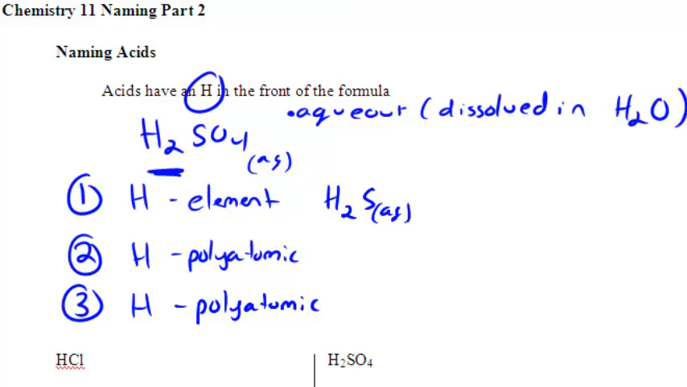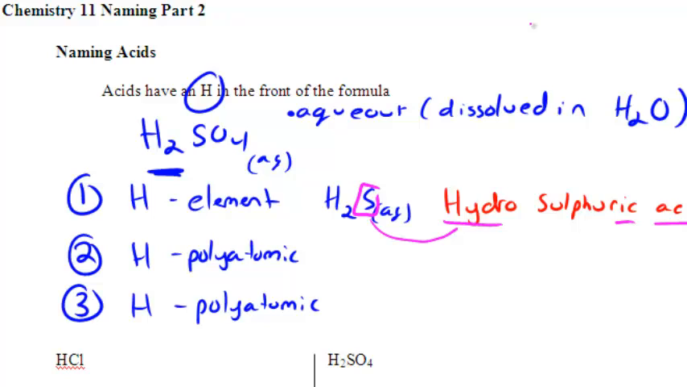Anytime it's just an element, we call it hydro-sulfur-IC acid. So that element, when it's by itself, to show that it's by itself, we put hydro in front of it. It's the only situation that's going to start with hydro. And then we end with IC acid.